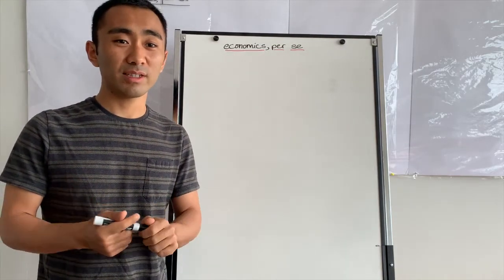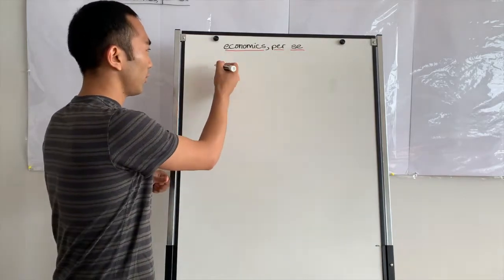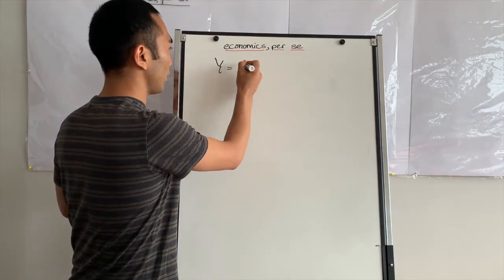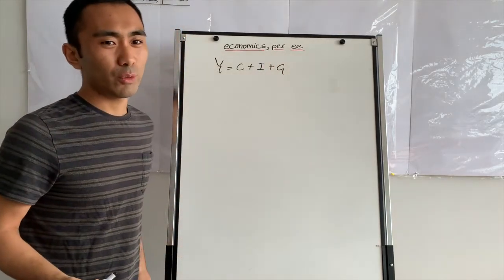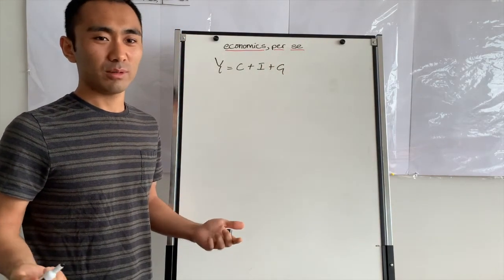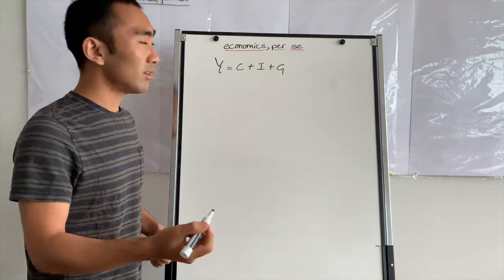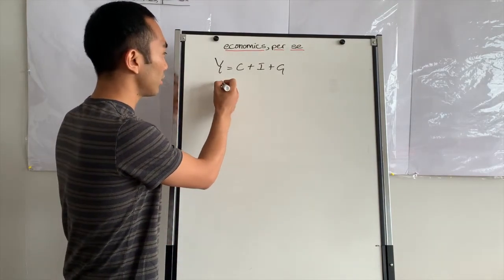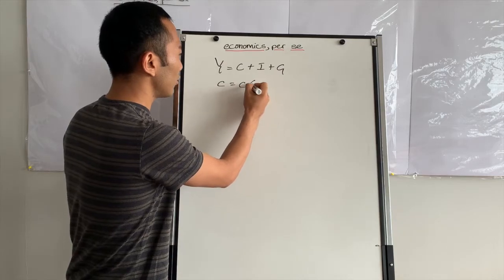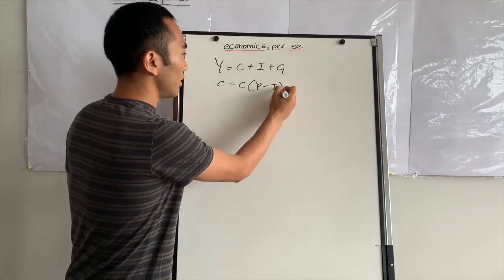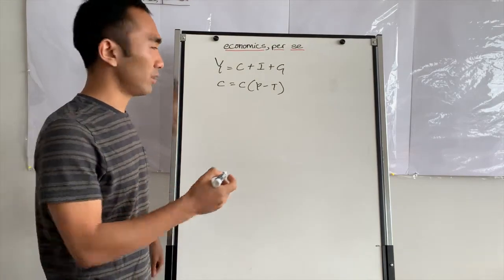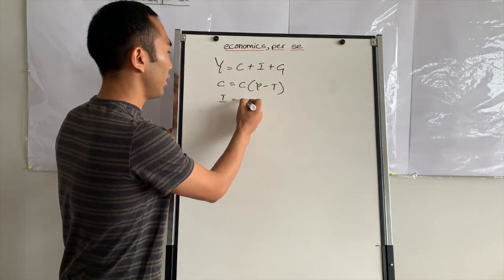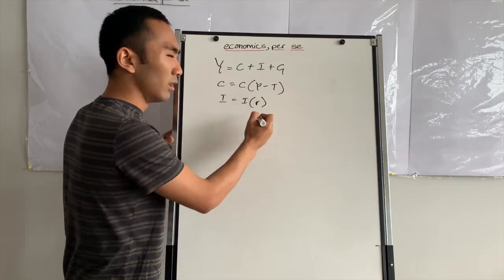You would remember these equations. First of all, we had our Y is equal to C plus I plus G. Still no NX at the moment because our economy is closed. Second, we have our consumption function, where consumption depends on disposable income, Y minus T. And then we have our investment function, where I is a function of r.